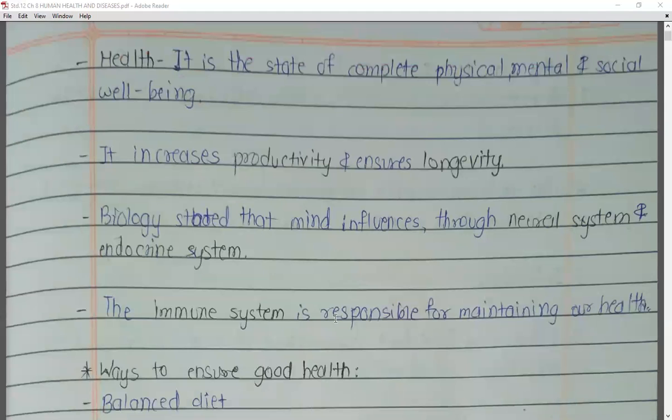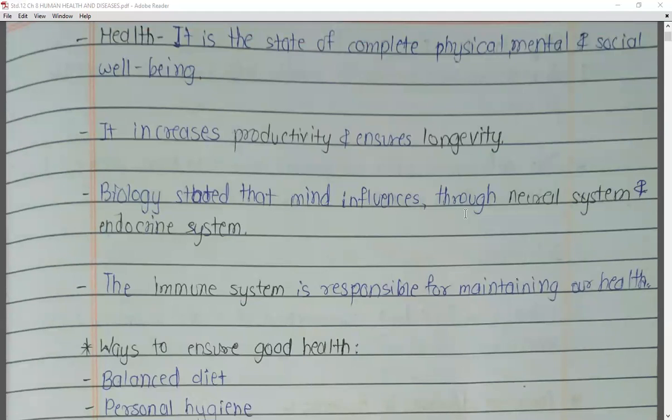Next, biology states that the mind influences through the neural system and endocrine system. As you know, the controlling mechanism which takes place in your body is through two different types of system. The first system is the neural system, and the second is the endocrine system. So these are the two systems through which your mind influences, according to biology.